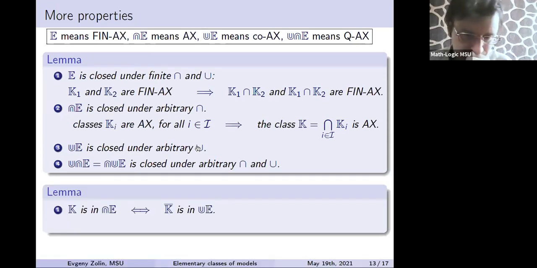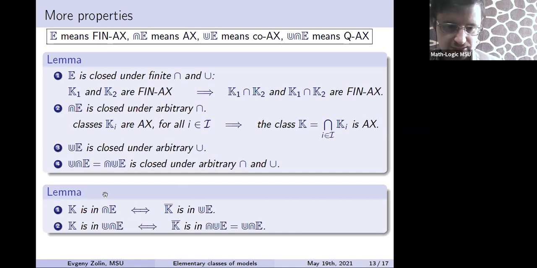More properties. A class is axiomatizable if and only if its complement is co-axiomatizable. And the class is quasi-axiomatizable if and only if its complement belongs to the intersection of unions, which is the same as union of intersections. So this upper species, the biggest species, is also closed under complements. Not only under arbitrary intersections and unions, but also under complements.